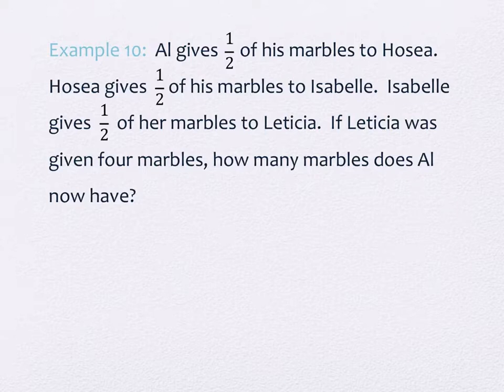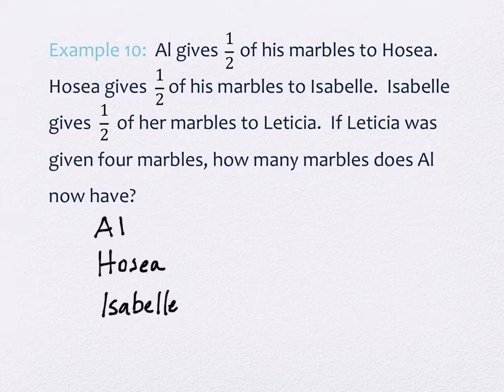You're going to have to work backwards. That's actually a problem-solving strategy from the early parts of number theory. So let's write the people down in order, because I think that might be helpful when we're trying to figure out how to go backwards. So we have Al, and then we have Jose. Who's after Jose? Isabel. And then Letitia.